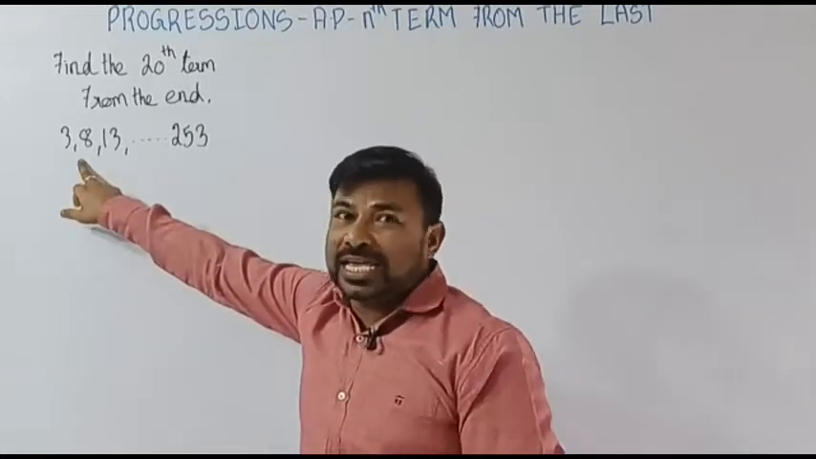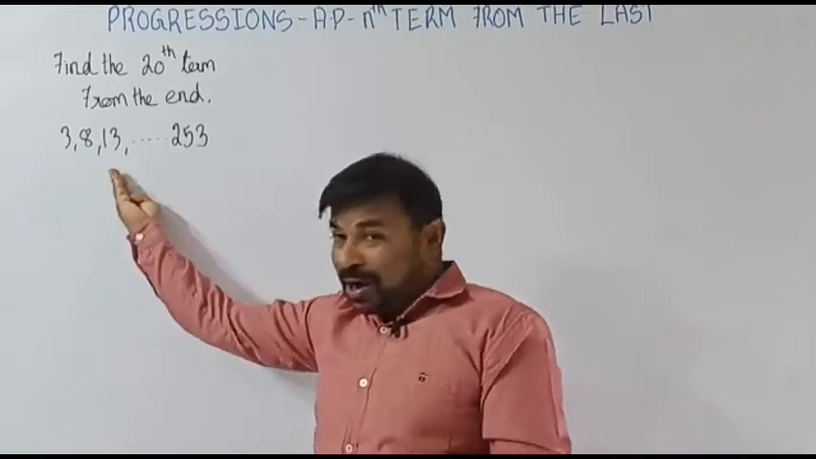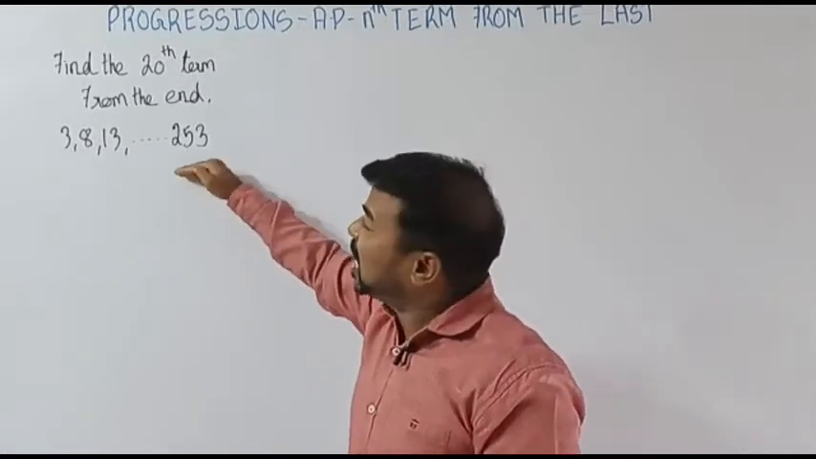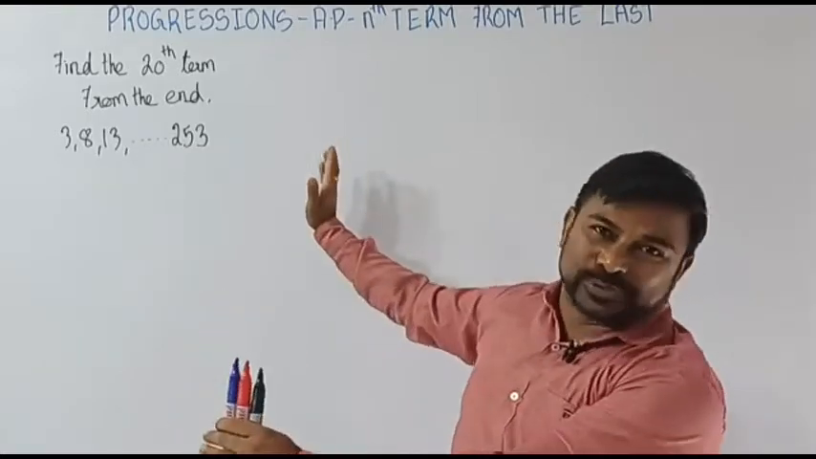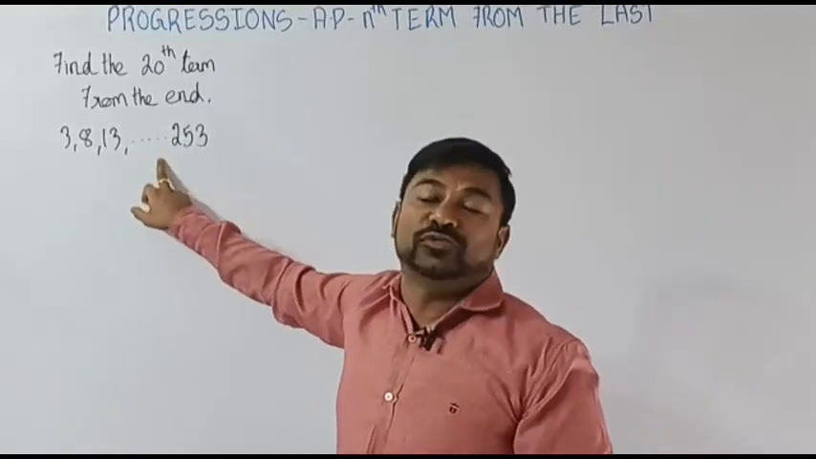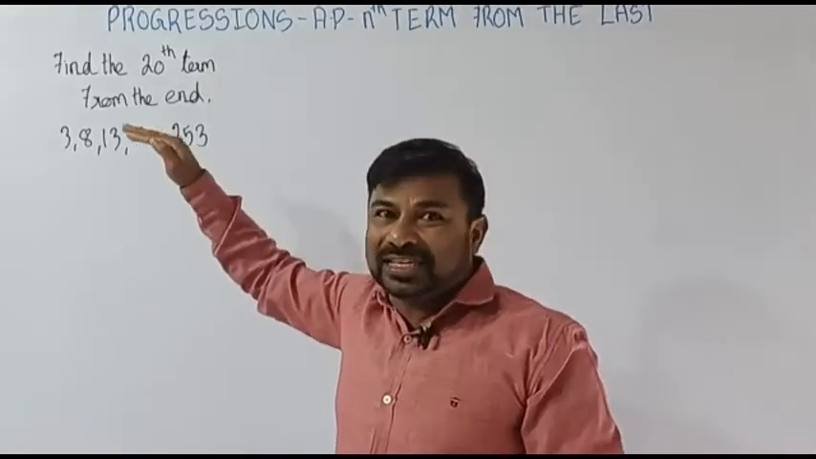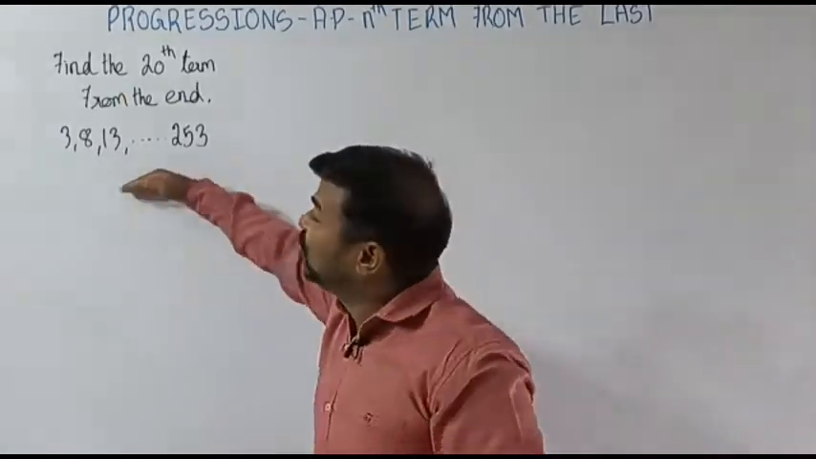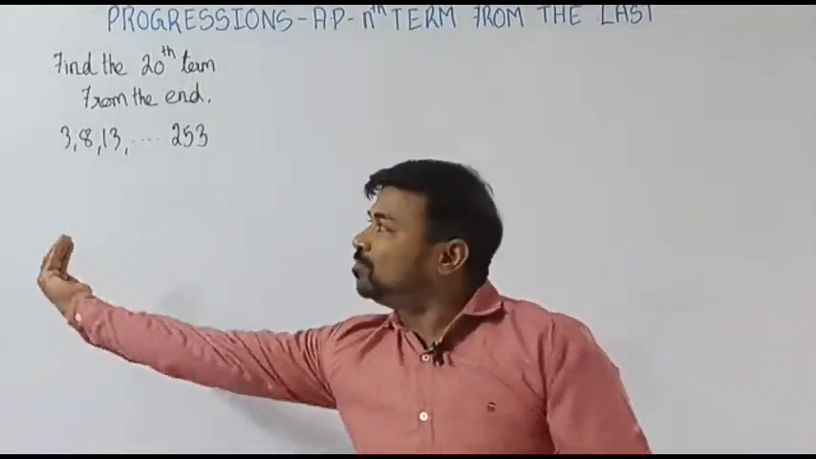This fellow 3 is the first term from the beginning. This fellow is the second term from the beginning. Now we are not talking from the beginning. We are talking from the last. Who is the last person here? 253. He is the last person, right? Who is the second last? Means one before 253. We don't know. In the same way, who is the 20th term just before 253? We are not moving from here. We are moving from the back. That's the question: find the 20th term from the end, not from the beginning.